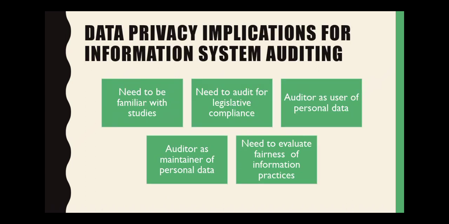Okay, and then next, the data privacy implications for information system audit. It consists of 5 points. The first is the need to be familiar with studies, and then the need to audit for legislative compliance, and auditor as user of personal data, and auditor as maintainer of personal data, and the last, the need to evaluate fairness of information practice.